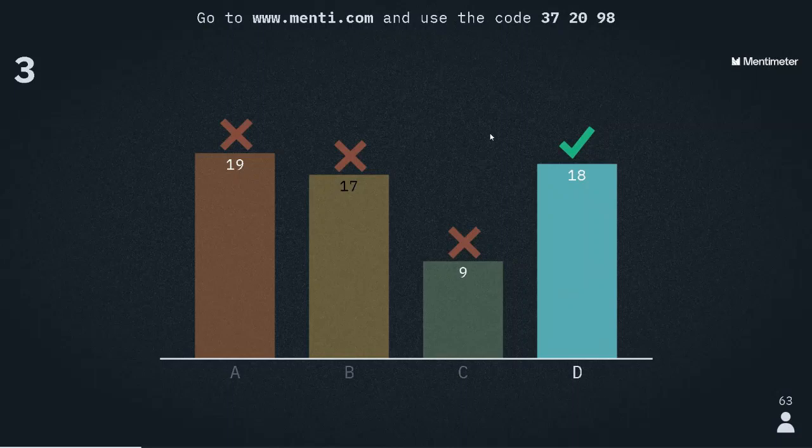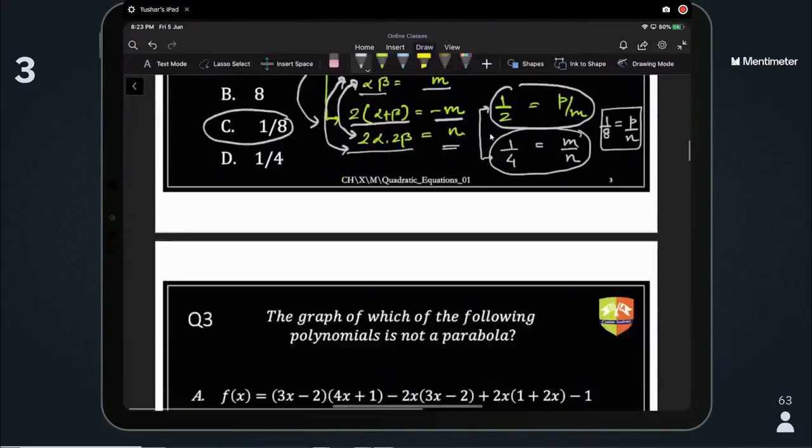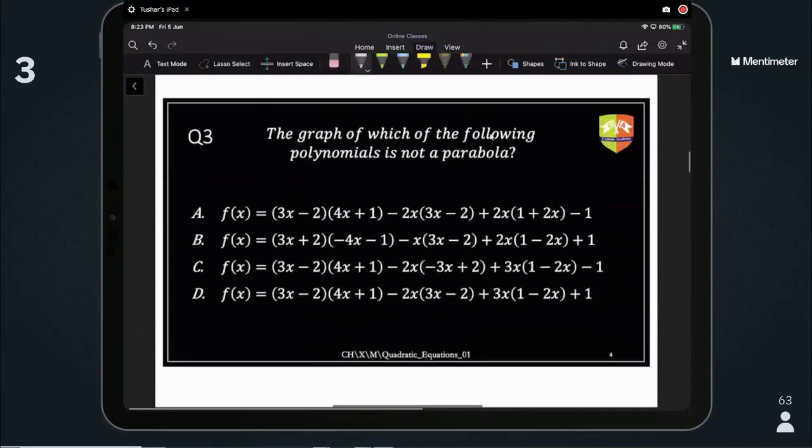Yes, search for 0x square. Yes, you had picked it well, but then it was a very simple question, guys. Not a parabola. For parabola, what is the, you know, parabola? When do we get a parabola? When you have an equation like ax square plus bx plus c.